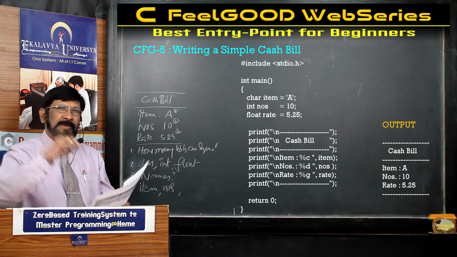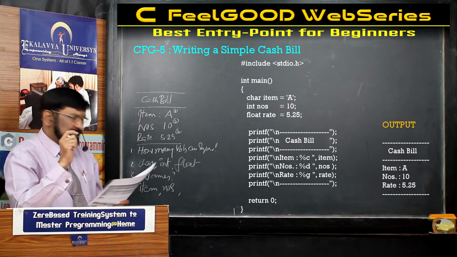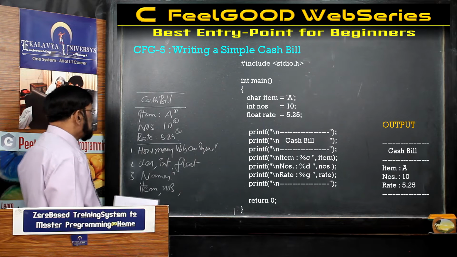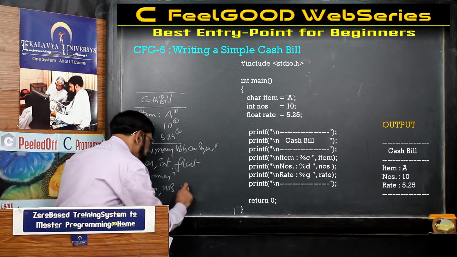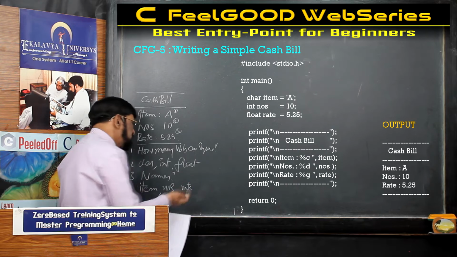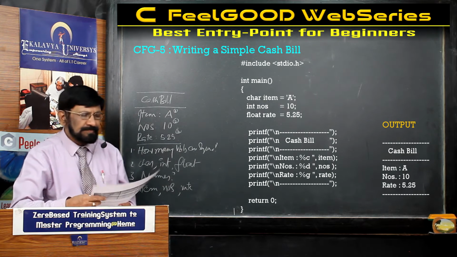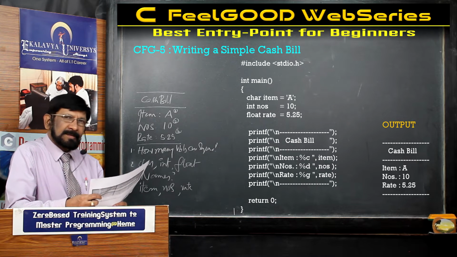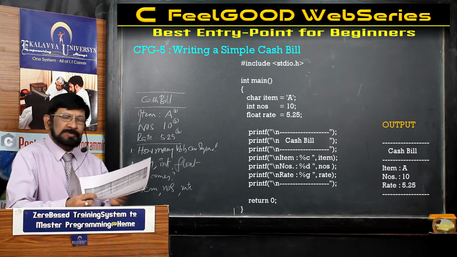Instead of numbers, 7 letters you need not write. NOS is enough. At least by context people can understand. Third one is rate. If you write rate, better. Otherwise RT also, depending on the context, people can understand. But I have chosen rate. Okay. So 3 questions should be answered.